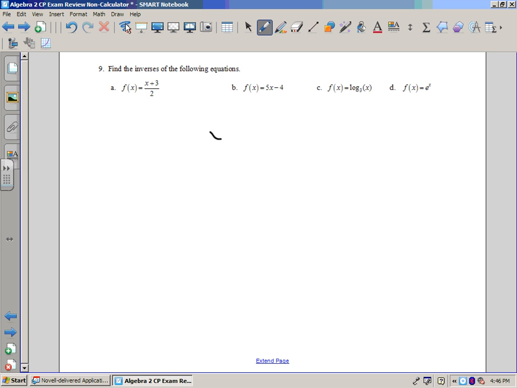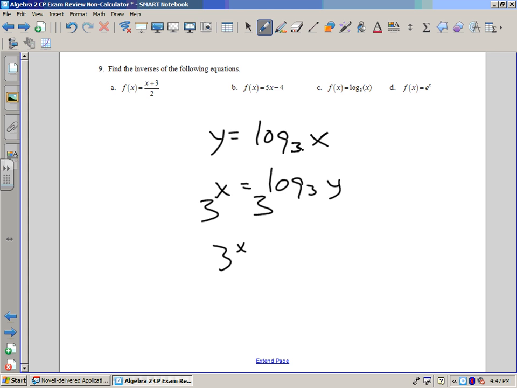For C, we get y is equal to the log base 3 of x. Switching the x and y, x is equal to the log base 3 of y. I'm going to undo the log base 3 by taking 3 to the power of both sides. 3 to the x is equal to, these cancel out, y. Y is 3 to the x.